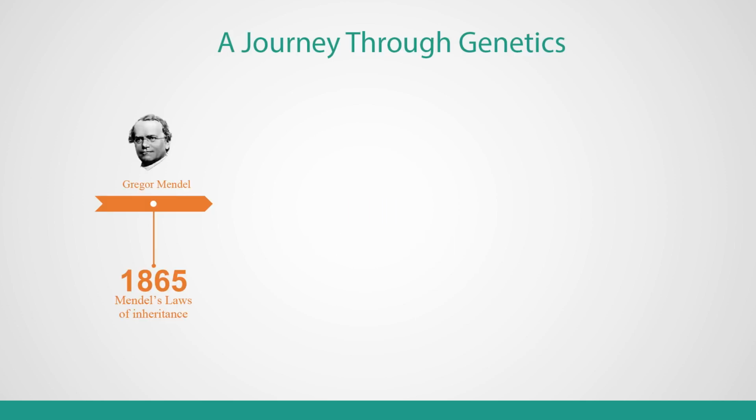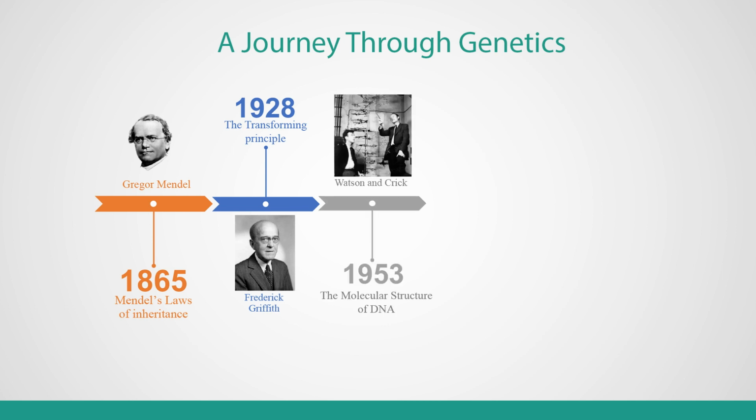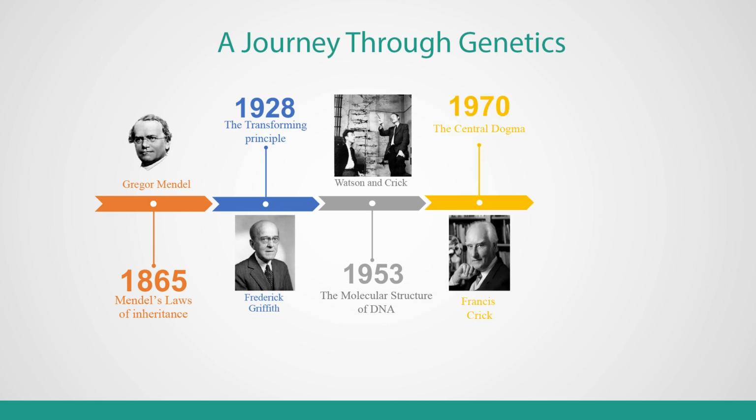The story of genetics started off in 1865 when Gregor Mendel proposed a pattern of inheritance and established Mendel's laws of inheritance. Since then a lot of things have happened, such as the theory of the transforming principle by Frederick Griffith in 1928. Then, the discovery of the molecular structure of the DNA by Crick and Watson in 1953. After 17 years, Francis Crick published his paper about the central dogma of molecular biology.